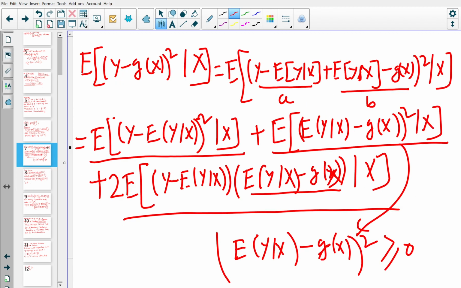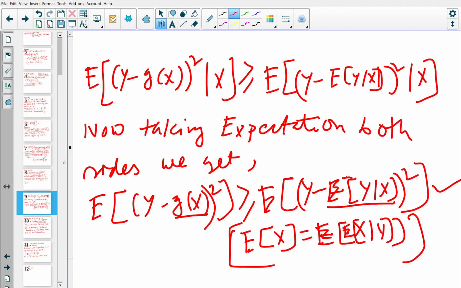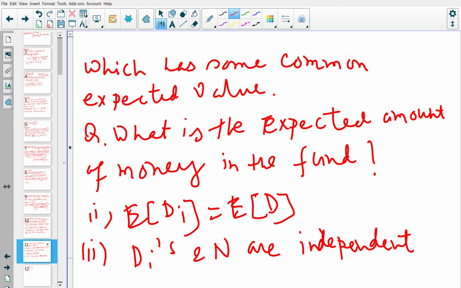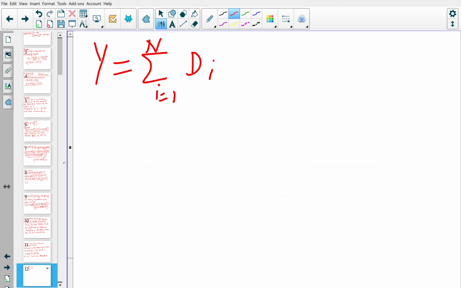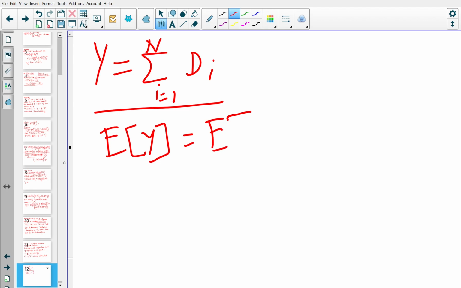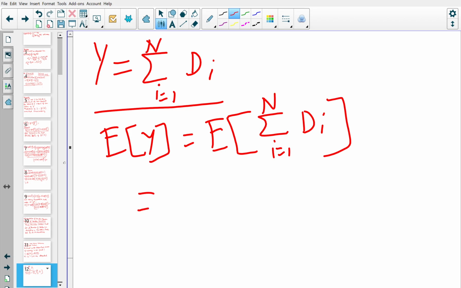Okay, so after this, and this, and this, what do we need to find out? We need to find out this quantity, the expectation of Y, which is nothing but the expectation of the sum over Di, i equal to 1 to capital N, and capital N is also a random variable. Okay, clear?